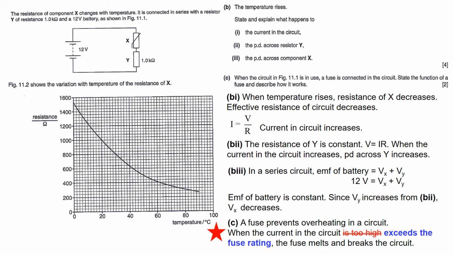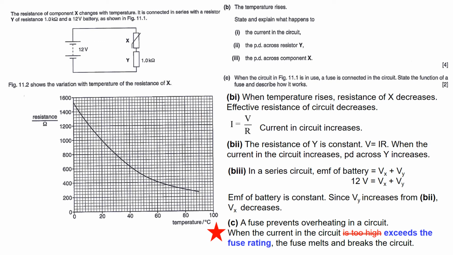Please take note of the words in red that have been struck out. Many of you like to use "when the current in the circuit is too high" or "when there's excessive current in the circuit." But the fuse rating changes from one electrical circuit to another. So when the fuse rating changes, the maximum current that is allowed in each circuit will also change. So "too high" is subjective. Please do not use excessive current, too much current, or the current is too high.